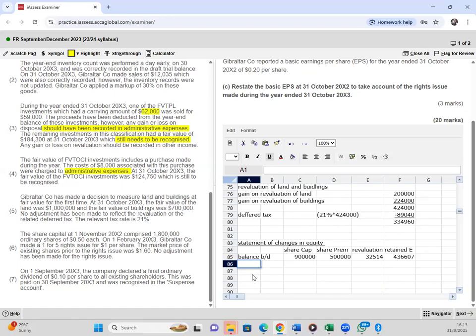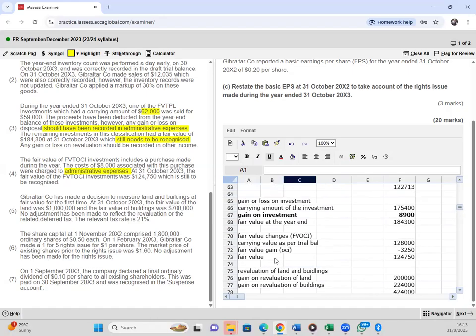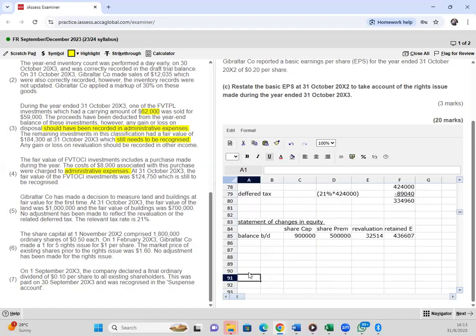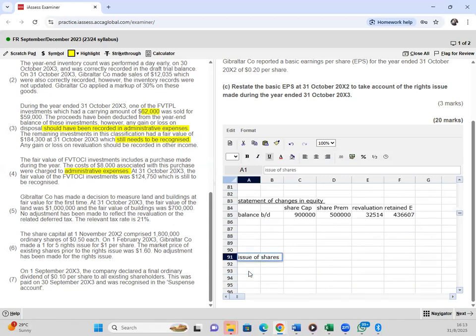So we can indicate here the issue of shares. We had a rights issue of 1 for 5 of the 1,800,000 shares that were there. So how many shares did we issue? That's 1/5 times 1,800,000, so 360,000 are the shares we issued.